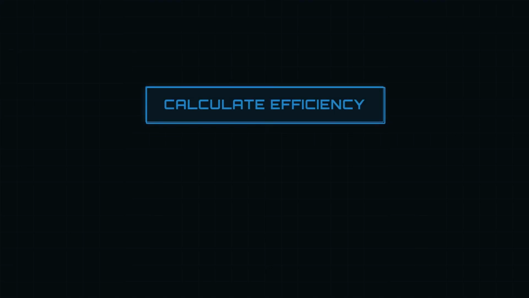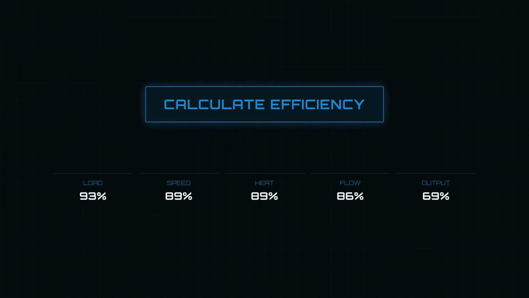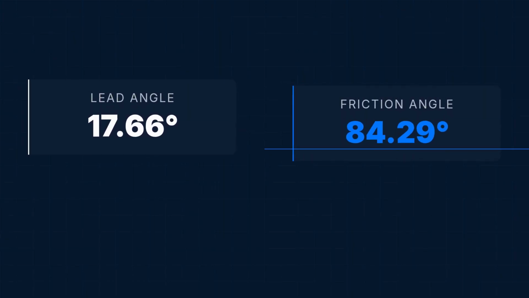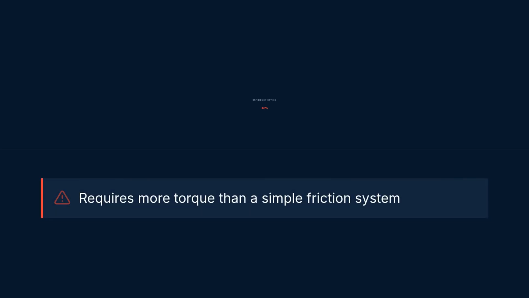After clicking Calculate Efficiency, we get 5 critical outputs. The lead angle shows 17.66 degrees, while the friction angle is 84.29 degrees. Notice the efficiency reads -6.7%, which indicates this configuration actually requires more torque than a simple friction system.